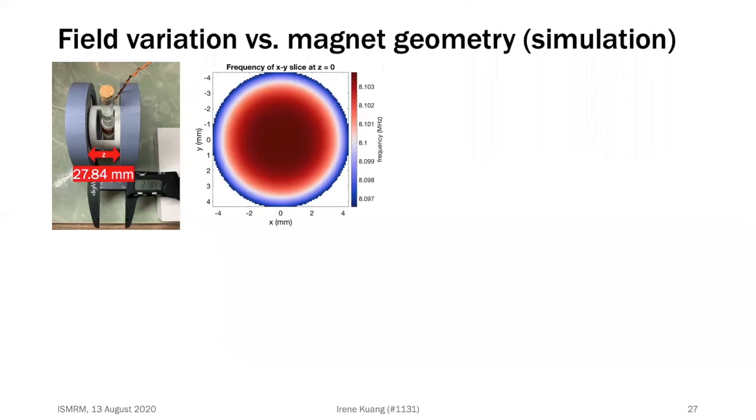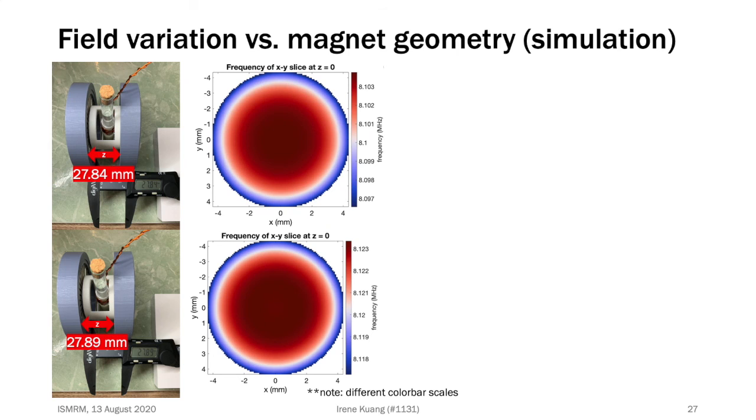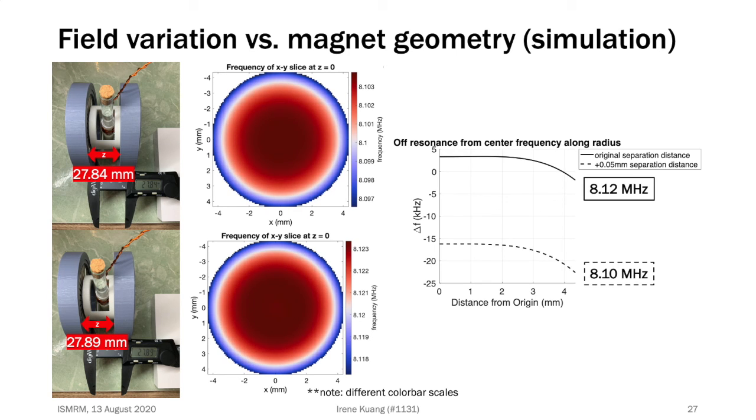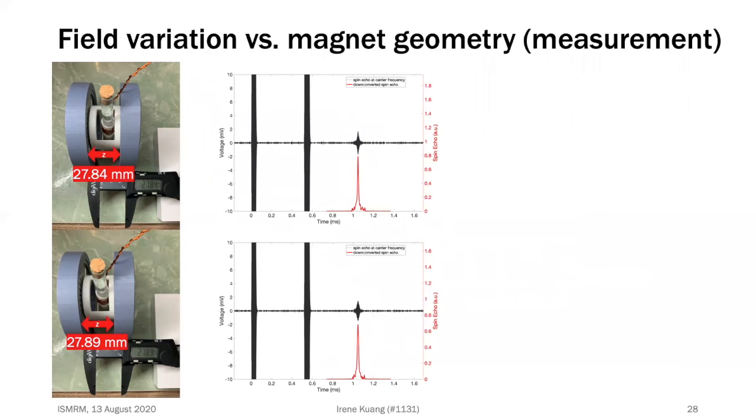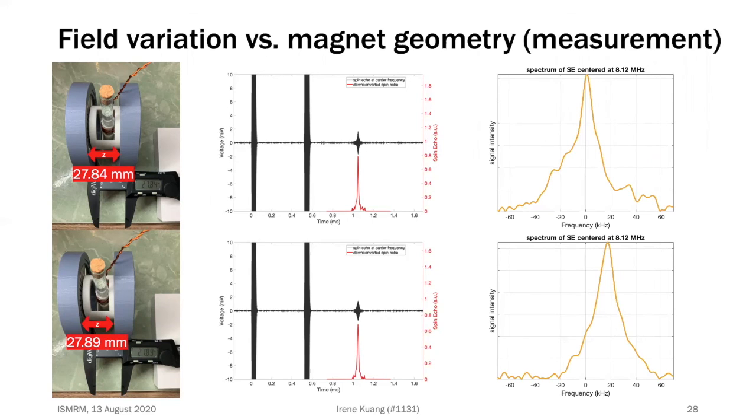Because small changes in geometry can significantly shift the field within a permanent magnet, we aimed to see whether the 100 kHz pulse could perform proper excitation and refocusing when the magnet geometry is altered slightly. By increasing the Z separation of the magnet by 50 microns, the center frequency of the magnet decreases by 20 kHz in simulation. Since the shift in frequency is still within the bandwidth of the optimized pulses, we can see that the resulting spin echo in the time domain for the increased separation distance magnet matches that of the original, while in the frequency domain, the spectrum has been shifted by 20 kHz.